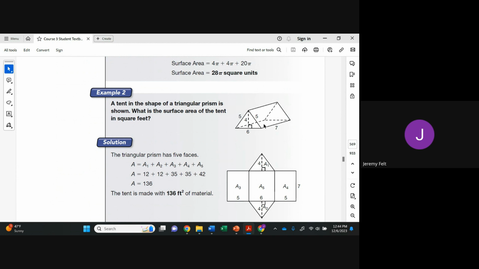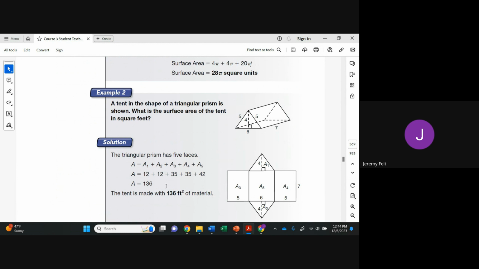And then this, what would be on the bottom of our prism, is 6 times 7. Okay, so we have a 5 by 7 rectangle. So that's where we get 35. 5 by 7 is 35. And then 6 times 7, which is 42. And we add them all up, and we get 136, in this case, square feet.